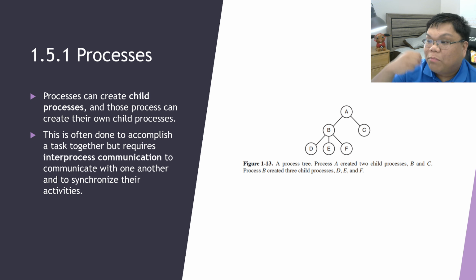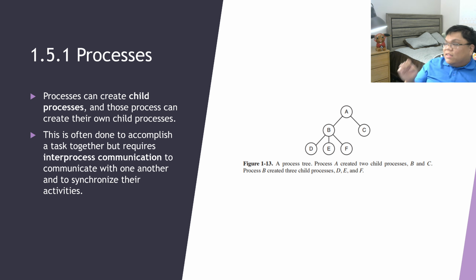Here are some other things. Processes can create child processes, and those processes can create their own child processes. This is sometimes done if you have several processes that need to accomplish a task together. But if you want these processes to coordinate with one another, you need something called inter-process communication.